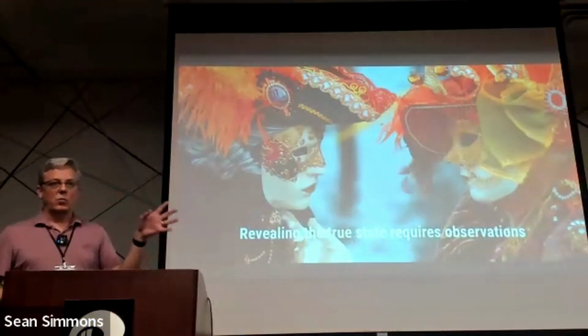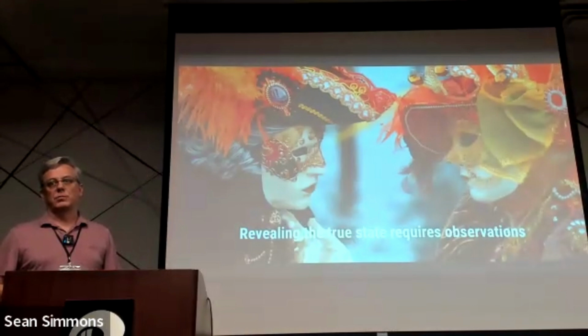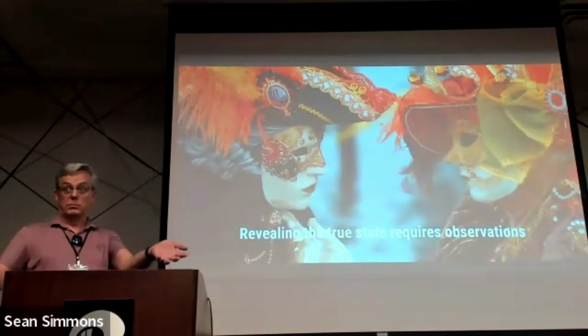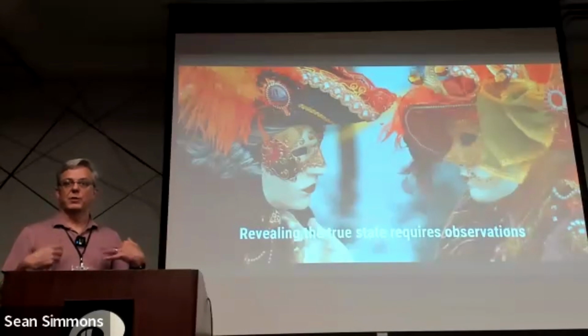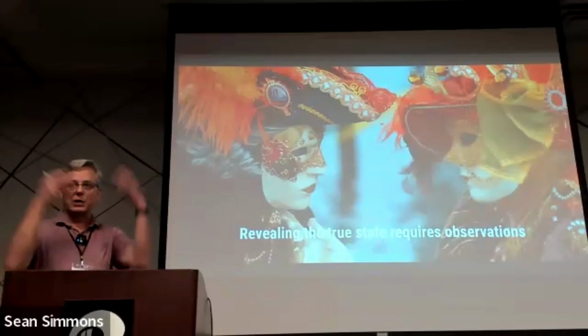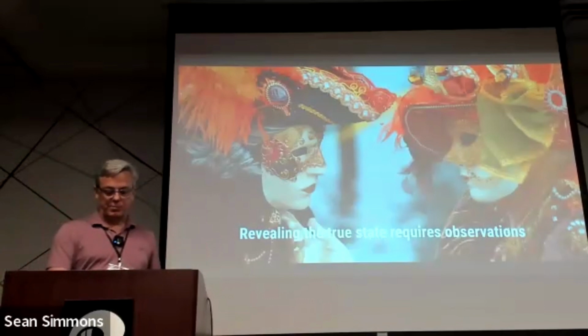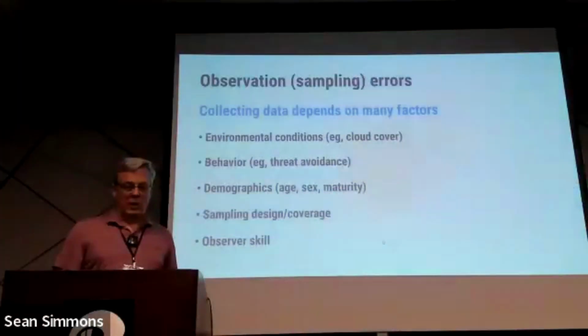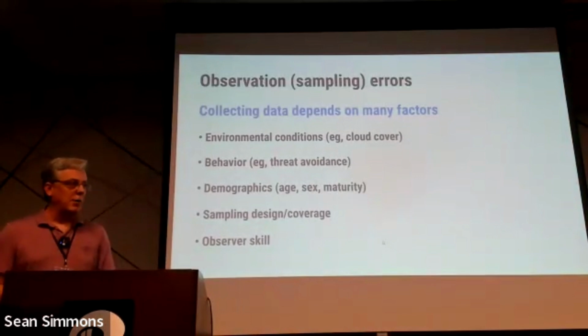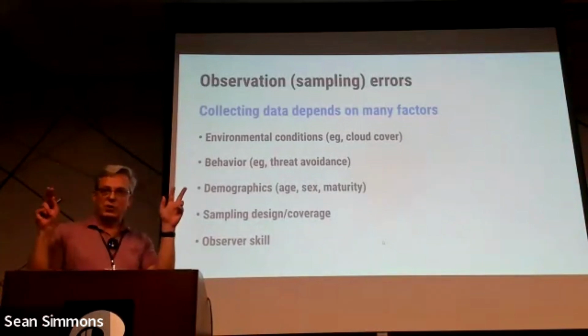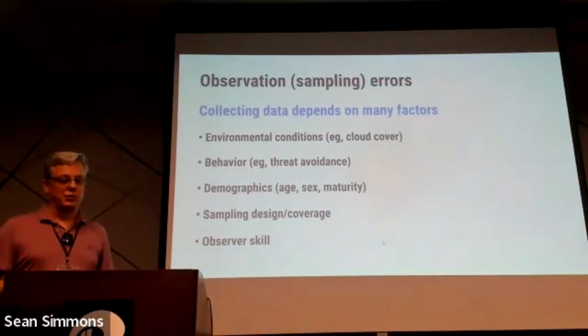So given we have some true state of nature and we want to know what's going on, we actually have to get out there into the field typically and collect some information, right? So this would be like a costume ball. Everyone's got all this stuff on. There's a real person underneath all of this regalia, but you don't know who that is. So you got to spend some time observing what's going on. So different sampling errors or observation errors, I'm going to use these two terms interchangeably, depend on many different factors.